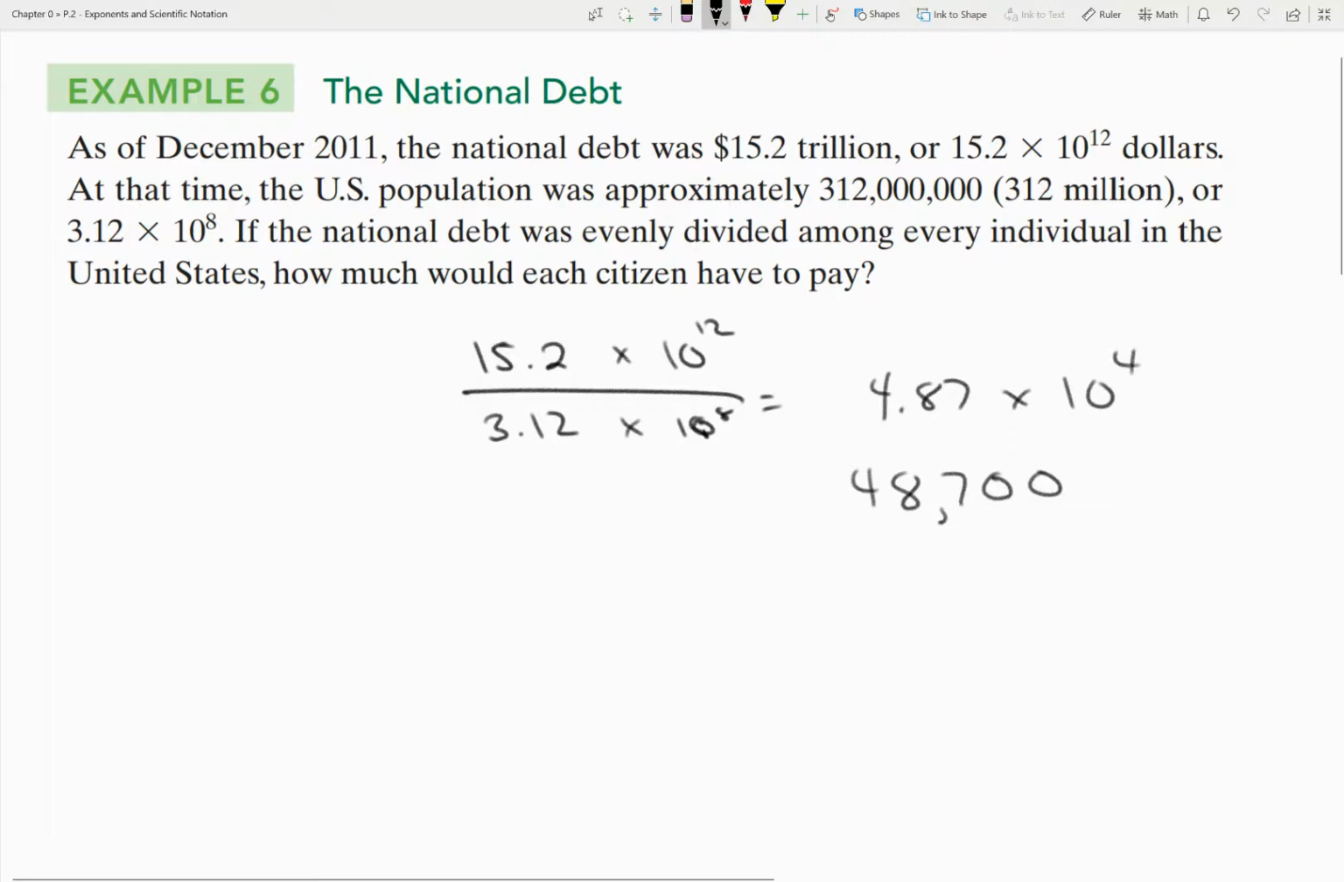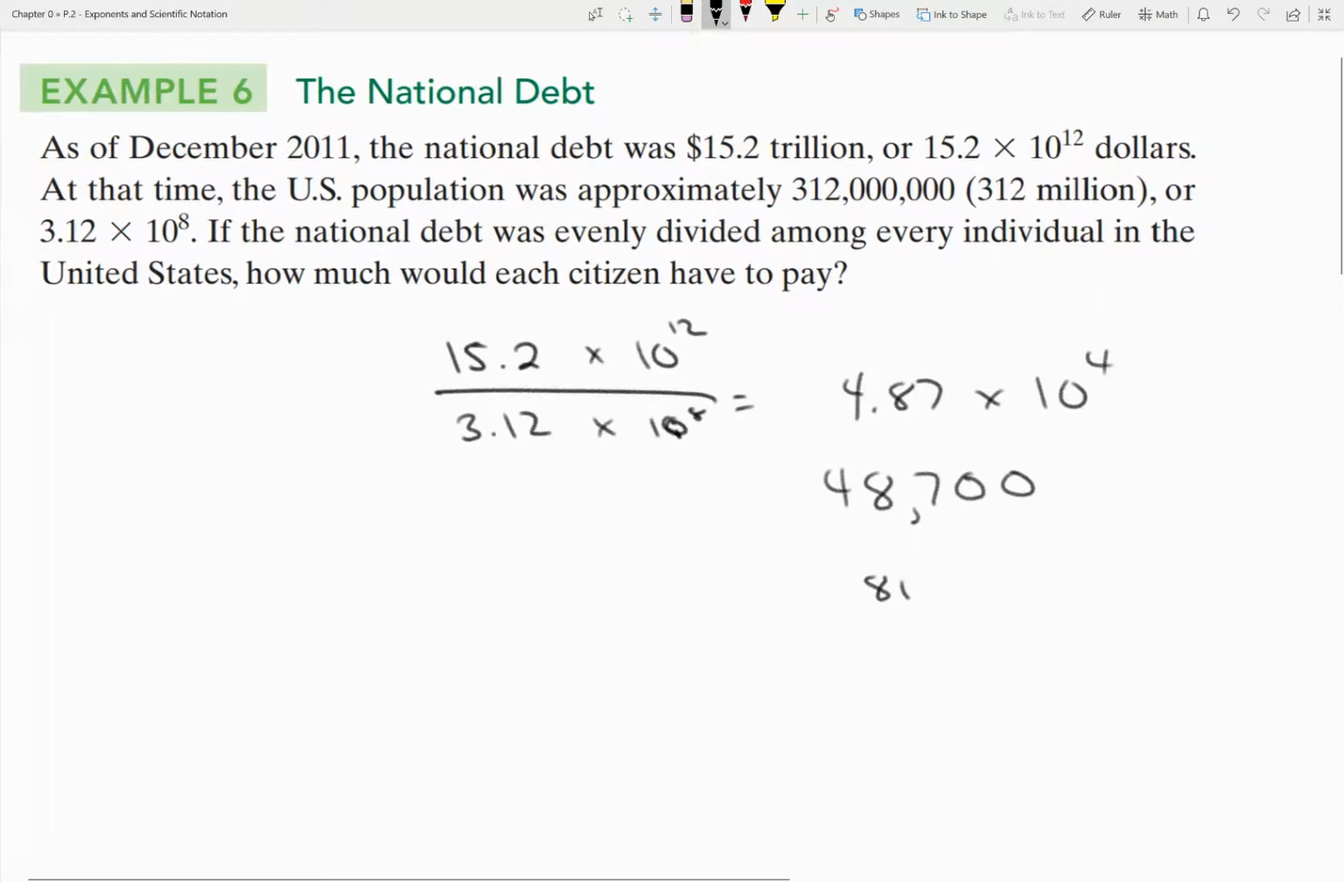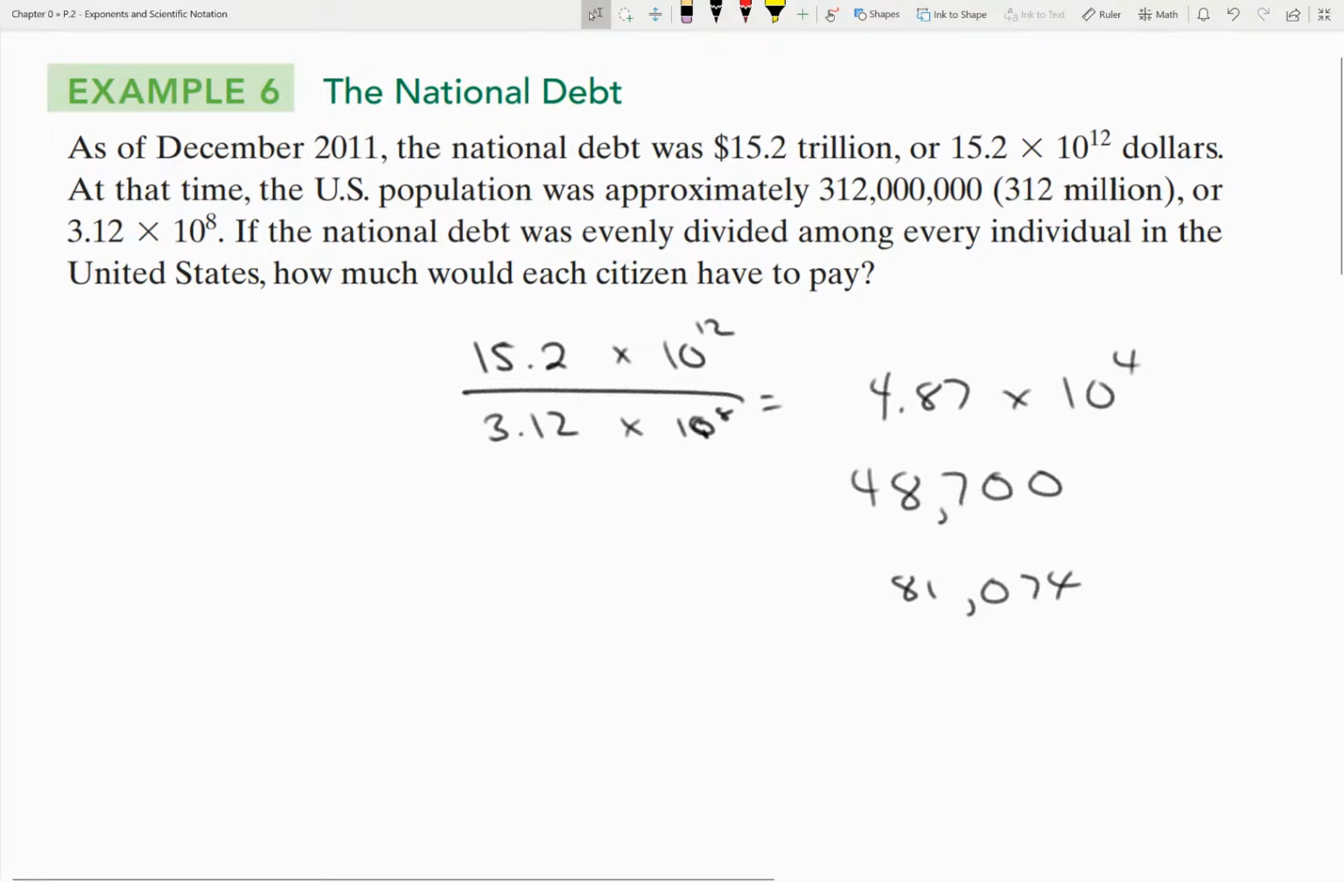So that means that in 2011, if everyone were to pay off the national debt, it would be $48,000 per person. Unfortunately, currently there are more people in the United States, but our debt is also much higher. So currently the debt per citizen, per every person, is actually $81,074. So it's $81,000. A lot of money. Hopefully someday we'll pay it off.